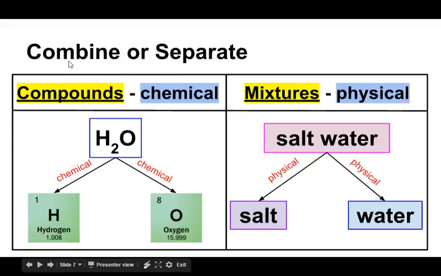Compounds combine or separate chemically. For a compound to separate, there must be a chemical reaction. Mixtures combine or separate physically. There is a physical separation or combination when you're looking at a mixture. So compounds are chemical, mixtures are physical.